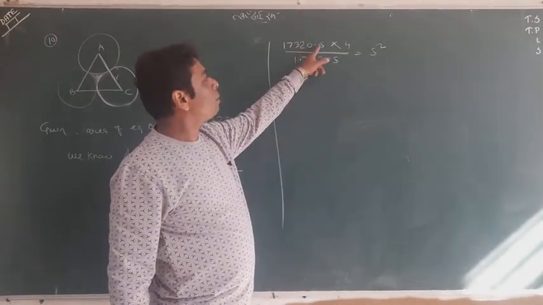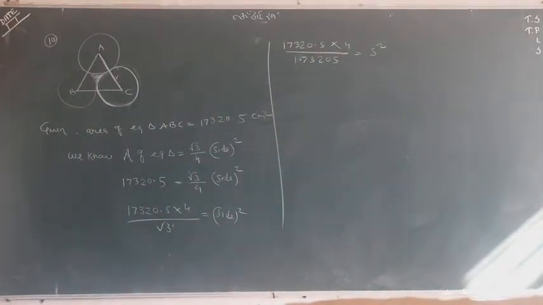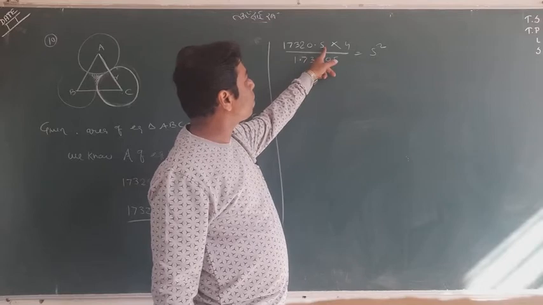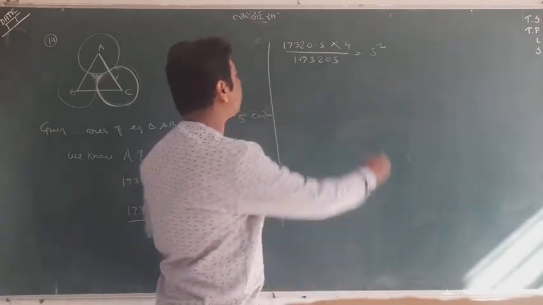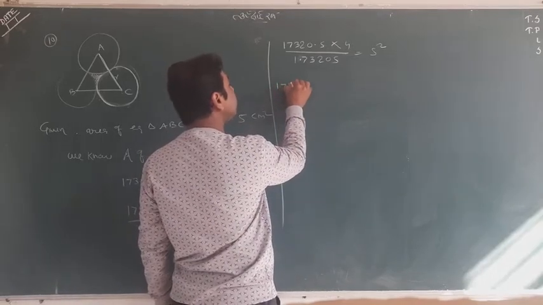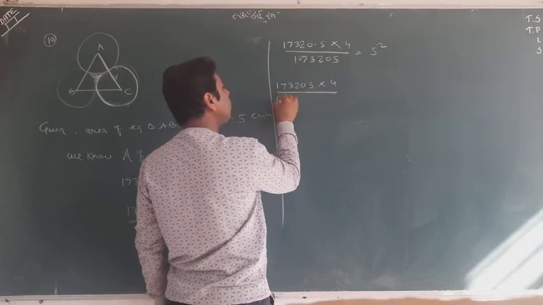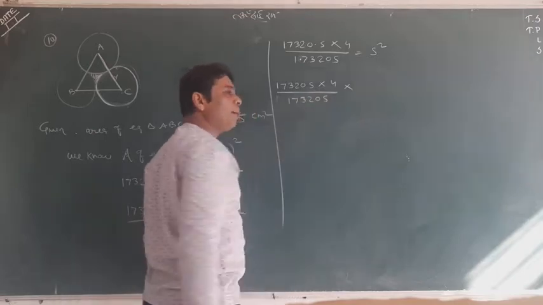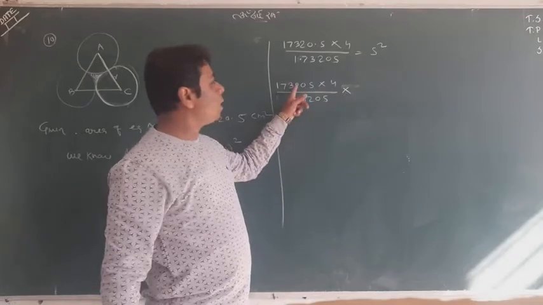After decimal we have 1 digit in the numerator, and after decimal we have 5 digits in the denominator. It is square centimeter of course, you don't worry about that. So how can I remove the decimal? I write 5 into 4 upon 1732005. Now I have removed the decimal sign.